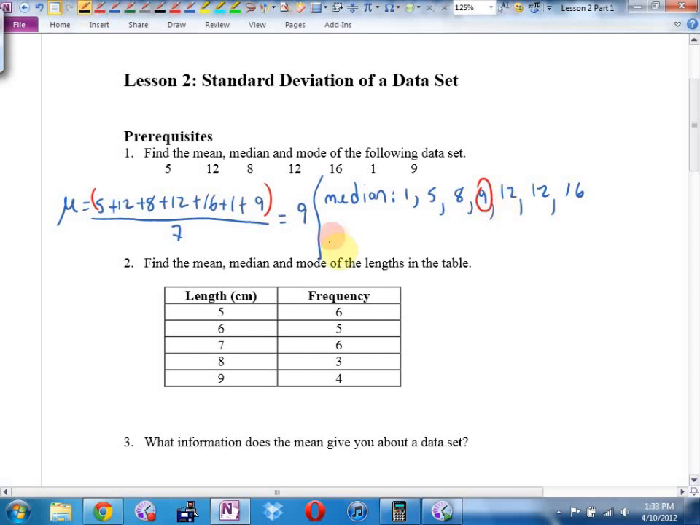The last thing, the mode. What's the mode? 12, the most common one. Okay. So let's do it by hand.